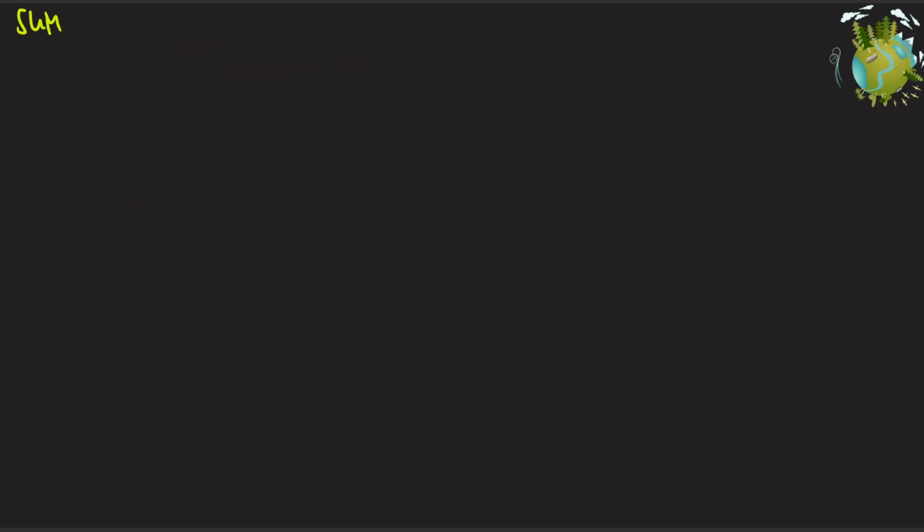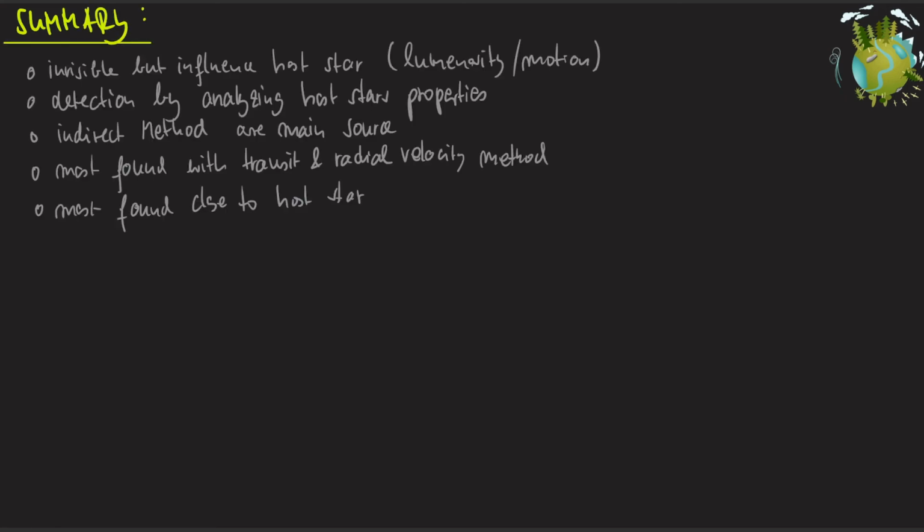Okay, let's summarize. Planets that would otherwise be invisible to us, they're not really invisible, we just can't see them because they're not bright enough, influence their host star, and through this way make themselves known to us. We can detect these planets by analyzing host star properties. Indirect detection methods are the main source in finding exoplanets. Most exoplanets are found with the transit method or the radial velocity method.